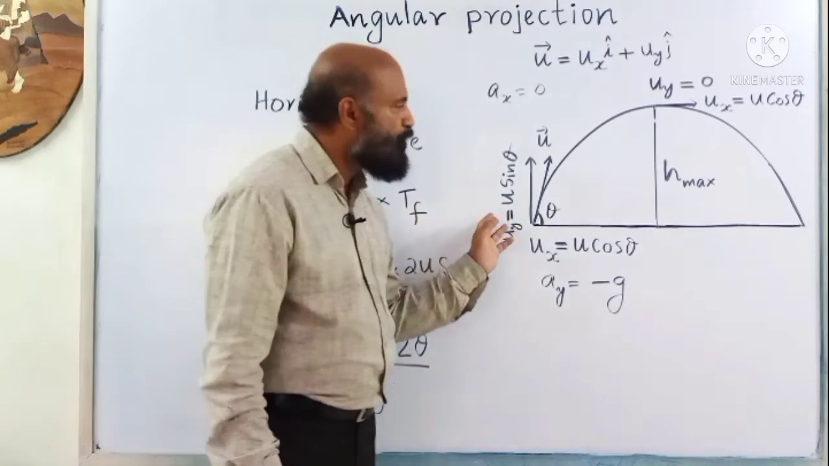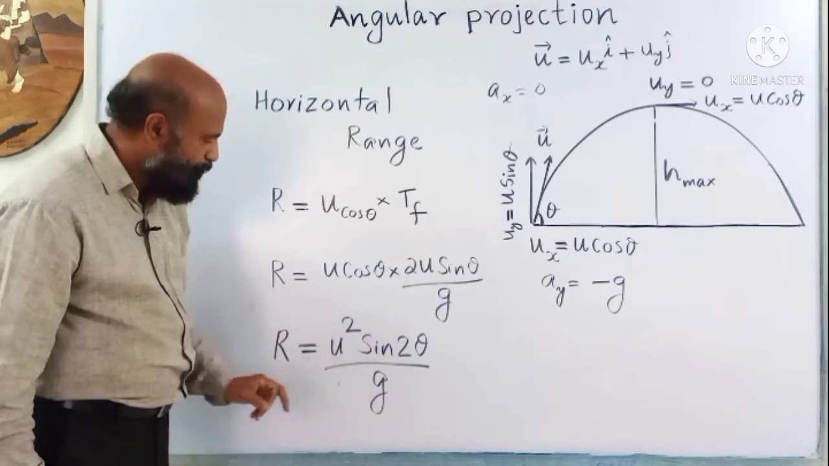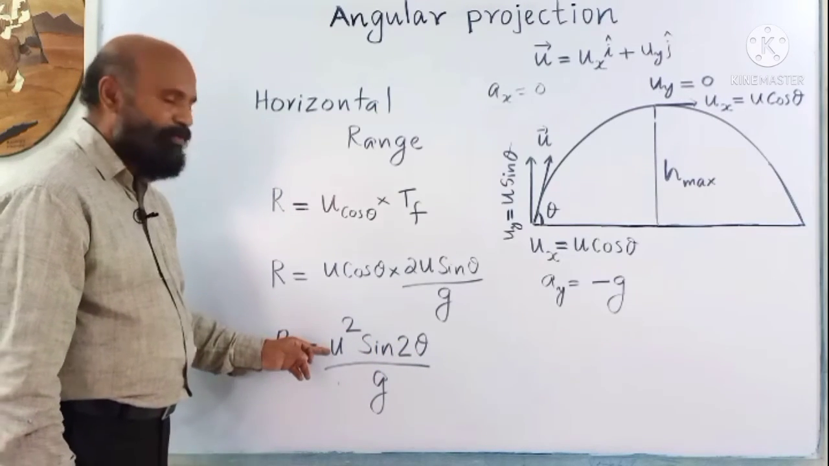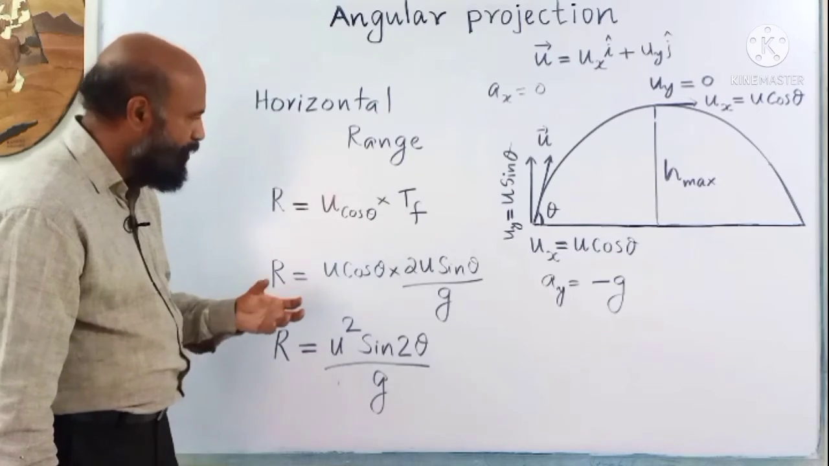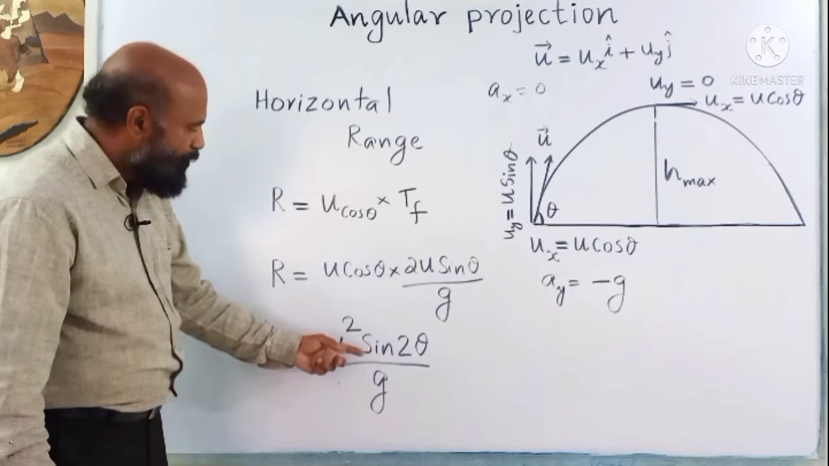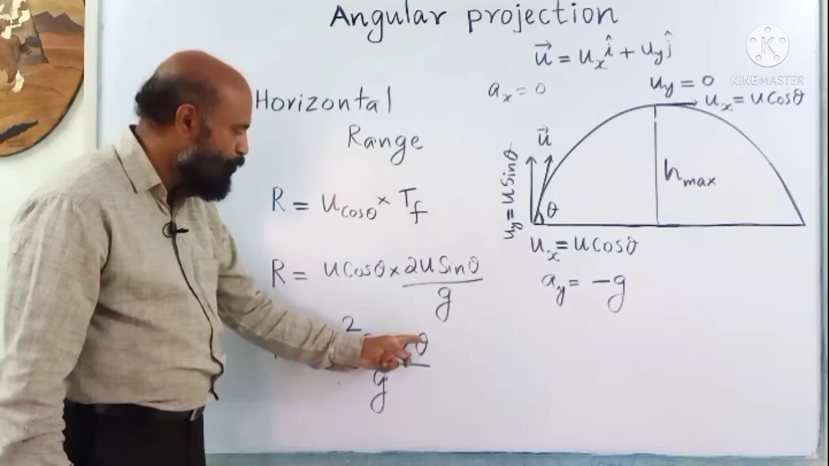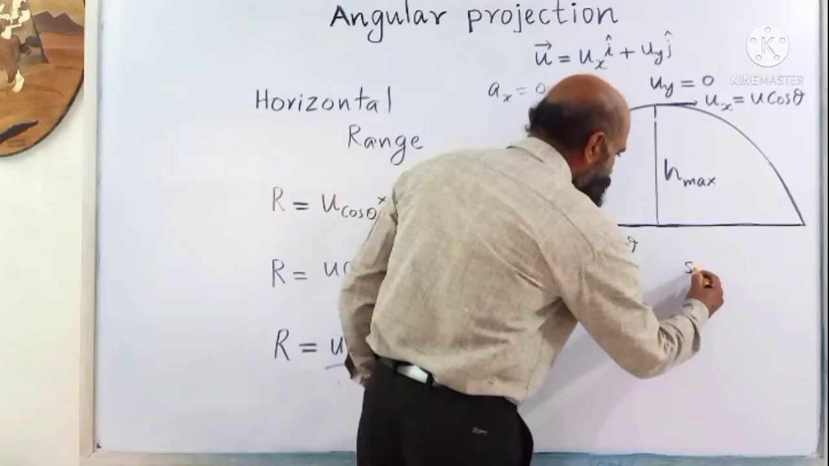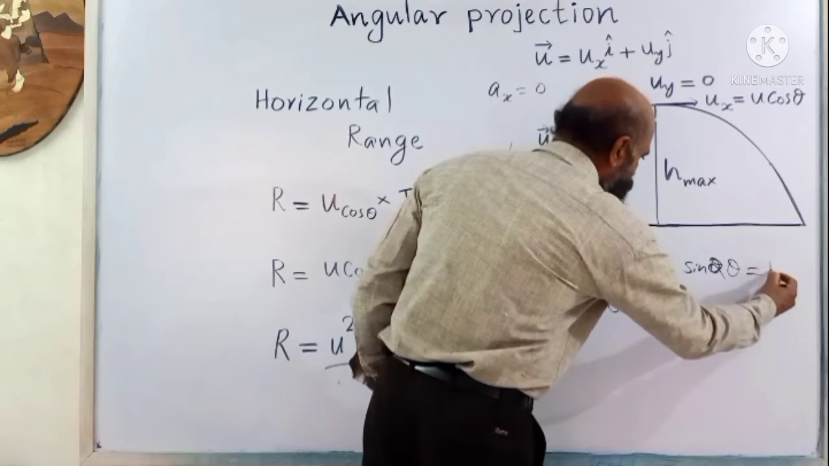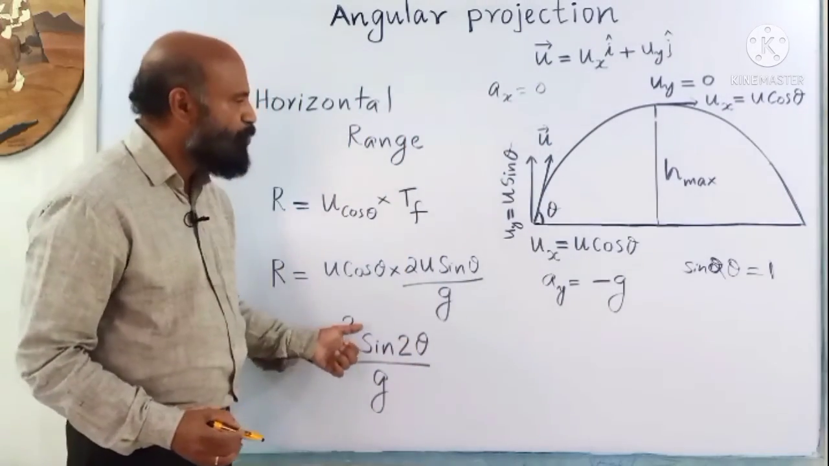Suppose the range is to be maximum, then we can find what is the angle needed. For a given velocity, what should be the angle of projection to have maximum range? So the maximum value of sine is 1. Sine 2 theta is 1. Maximum value of sine 2 theta is 1.